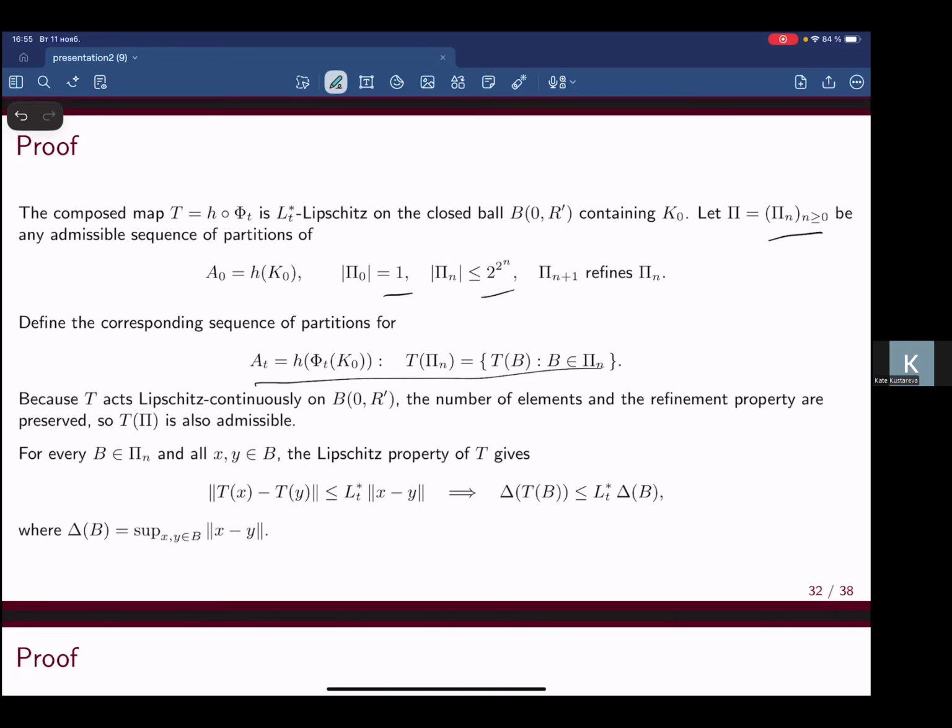Because T satisfies the Lipschitz property on B, it doesn't merge or break the refinement structure. So TP_0 equals 1, and the cardinality of TP_n is at most 2 to the power 2^n, and hence TP is also admissible. For any cell B, and for any x and y belonging to B, the Lipschitz property gives us this result. And taking the supremum over x and y yields the diameter estimate.